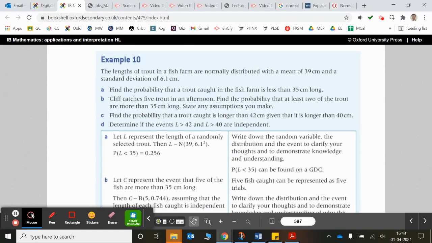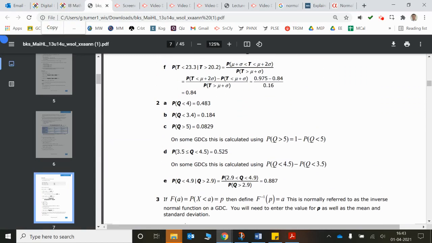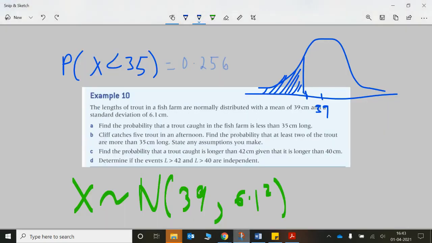Let's see if we can look at the answers to this one. So in the book, let's just check that one out. Yeah, so 0.256 is the answer. There we go, that's all sorted out.